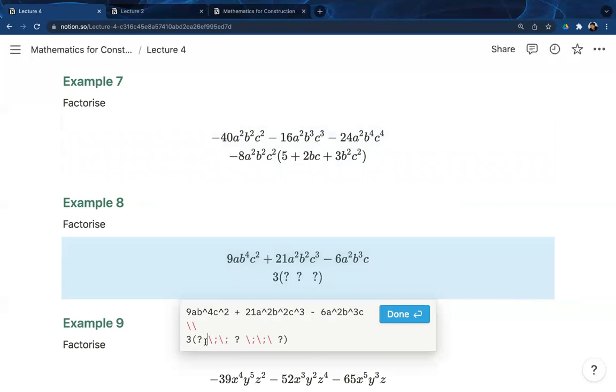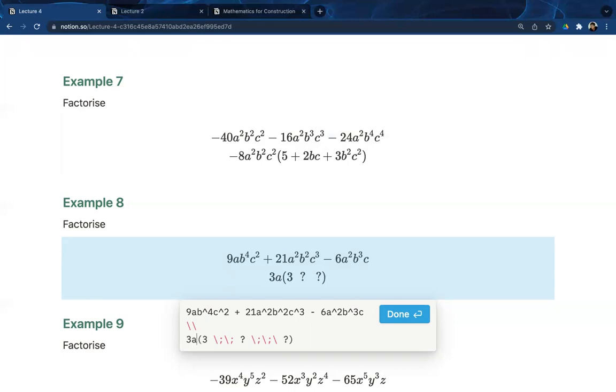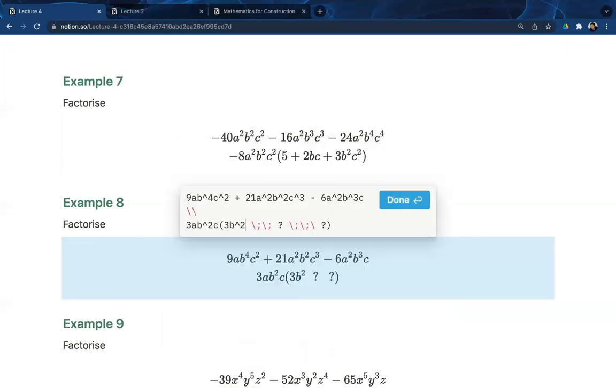3 by what is 9? 3 by 3 is 9. We have A common, B, and a C. What's the lowest power of A? 1. What's the lowest power of B? Squared. What's the lowest power of C? 1. Right? So this is 3 by 3 is 9. I already have an A. I need a B squared, and I need a C to get a C squared.